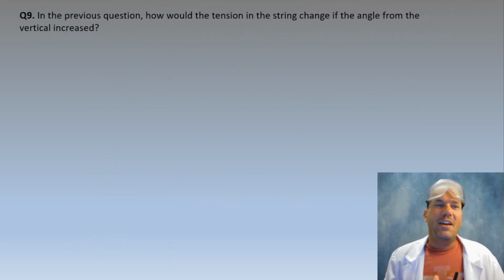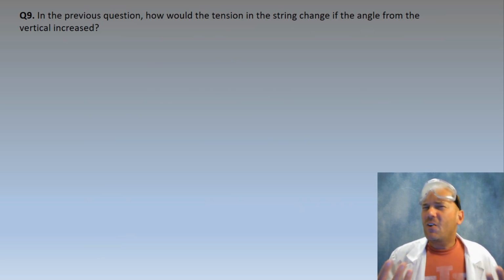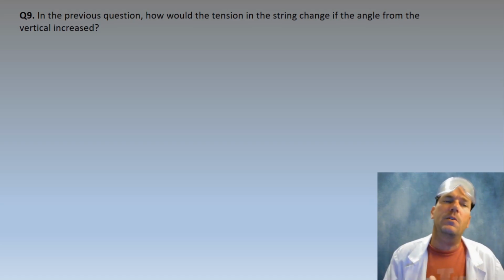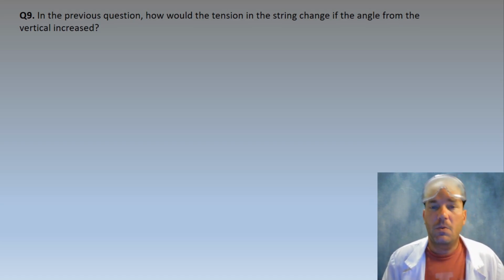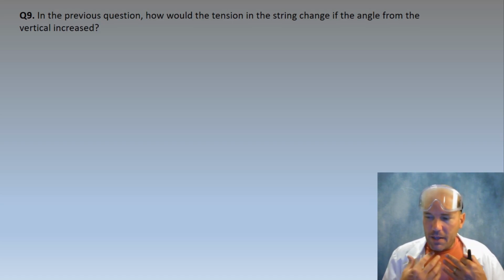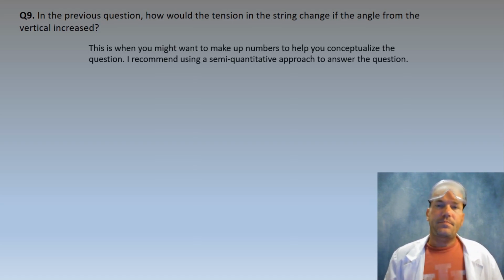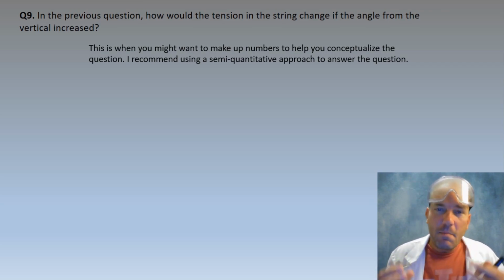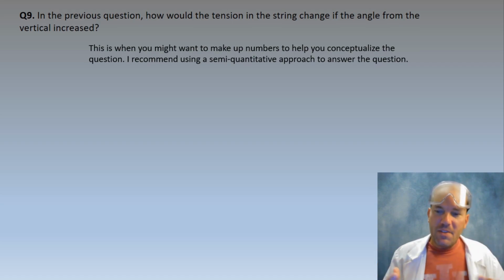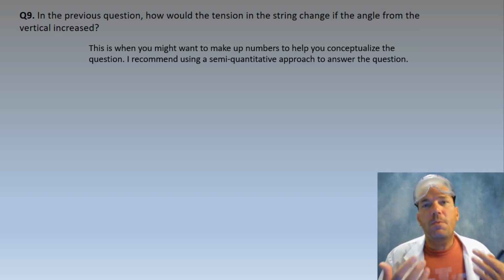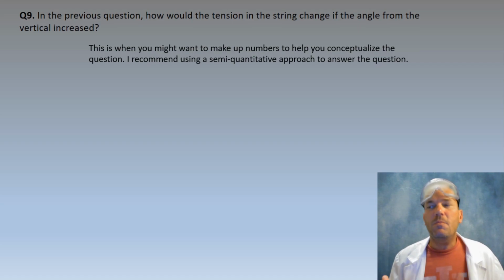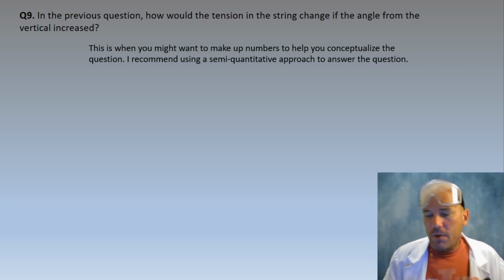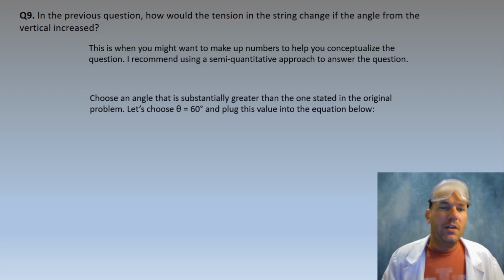Now in question 9, you're asked how the tension in the string would change if the angle from the vertical increased. Okay, so if you had a greater angle theta, and as we've talked about in class, it is okay to make up numbers. It is permissible, encouraged rather, to use a semi-quantitative approach in this course, so you can make up numbers to justify a response. And that's what we're going to do here.